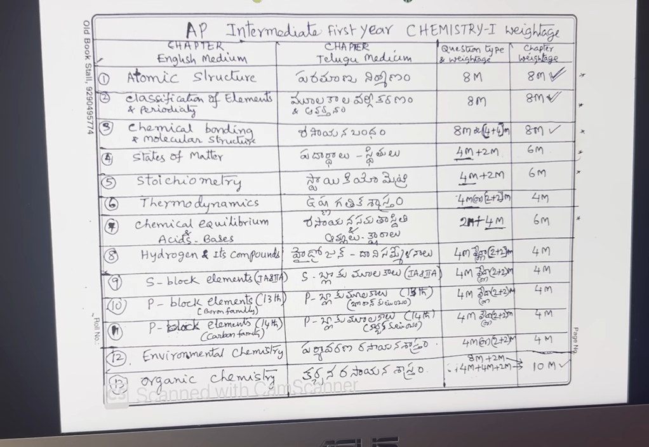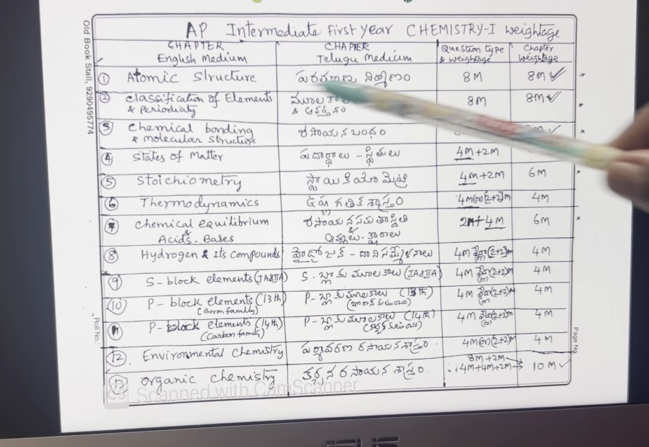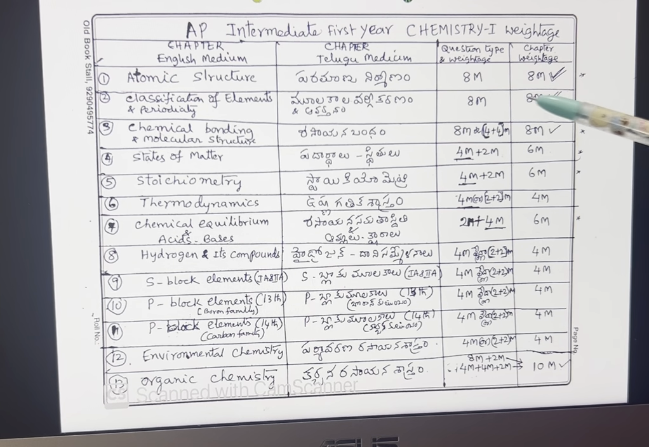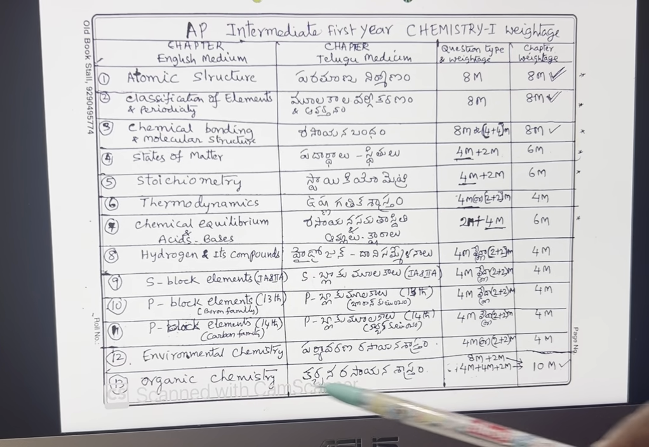In the 8 marks questions, which chapters can you expect? Chapters with a weightage of 8 or more will be the options for the 8 marks questions. Atomic structure 8 marks, classification of elements 8 marks, chemical bonding 8 marks, and organic chemistry 10 marks. Out of these 4 chapters, you will get 3 8 marks questions.